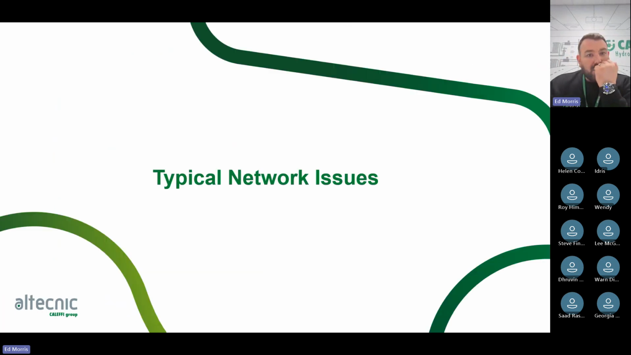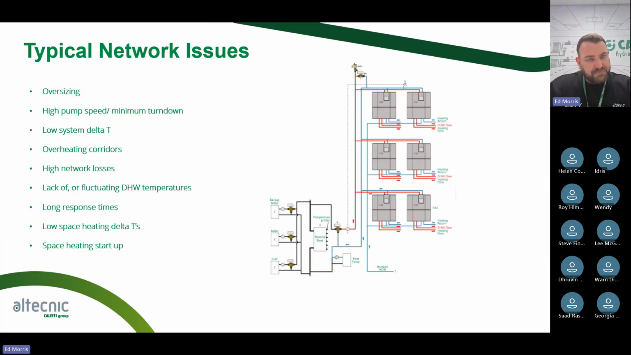So first of all, typical network issues, something that we regularly see or regularly hear about within the network. There's a multitude of different things, starting from the top there. Oversizing, whether that be oversizing of plant, oversizing of pipework, or oversizing of HIUs, all of this becomes an issue when it comes to the efficiency of the network. High speed pumps with minimum turndowns, so pumps run at constant speed, not necessarily being controlled by inverters, so variable speed and working to demand. They're just running at the full system speed.